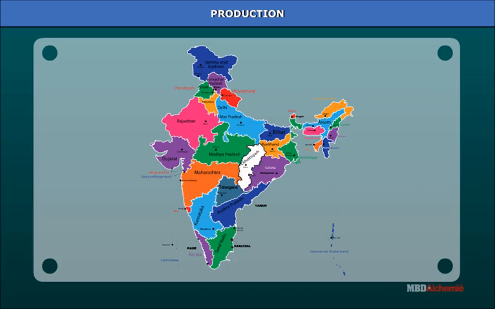Tamil Nadu and Karnataka: Salem and Madurai belt in Tamil Nadu and Chitradurga, Chikmagalur and Tumkur belt in Karnataka have major steel plants of South India.